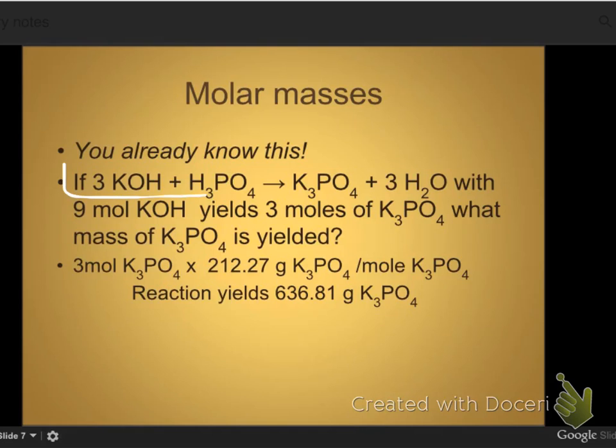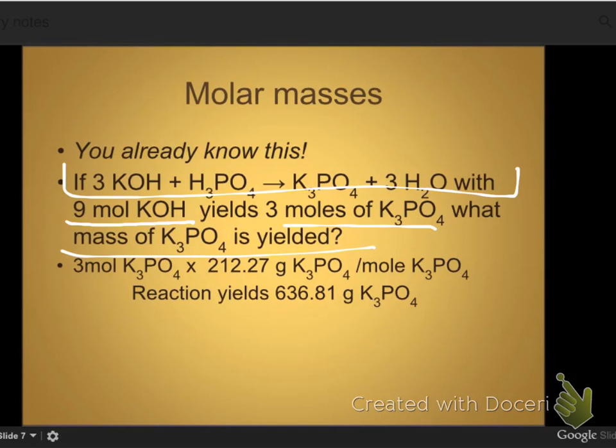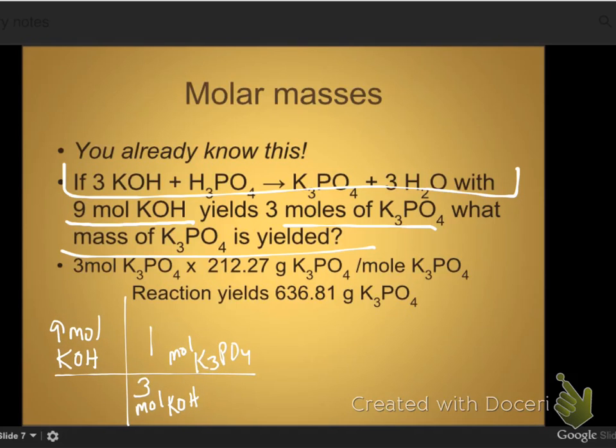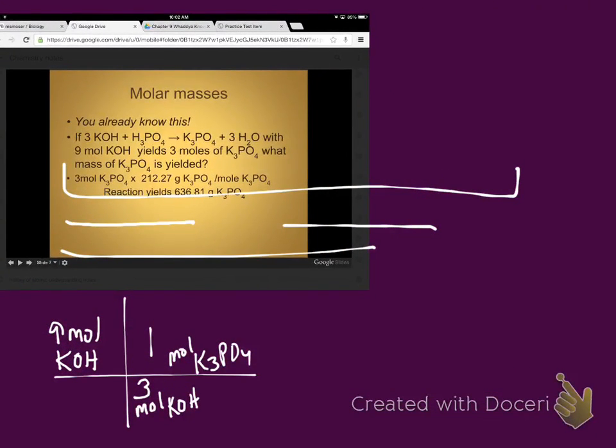So we've got the same equation here, and we're saying that if we have 9 moles of potassium hydroxide and we get 3 moles of potassium phosphate out, what's the mass of potassium phosphate that we're creating? So we could set this up the exact same way as we set this up, and as a matter of fact, we'll just go ahead and borrow this. Copy. Paste. Okay. So we've got that entire thing. I'll shrink this.